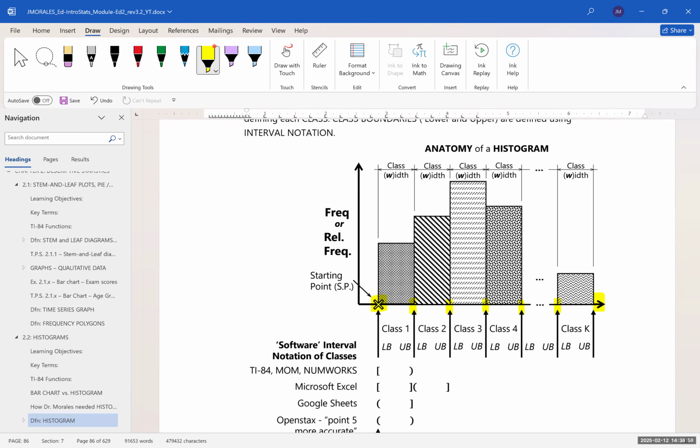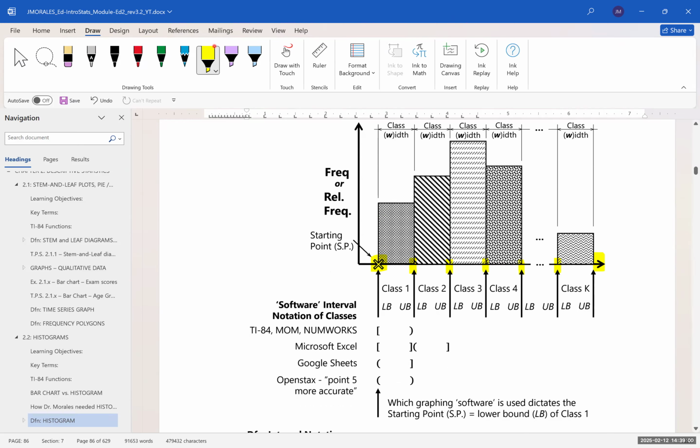Unfortunately, that's not the case. And therefore, I need to teach you the subtle ways that calculators and software packages design these histograms, because in this class, you're using different calculators, and for your project, you'll be using different spreadsheet software. So I need to prepare you for how all these different histogram-making options format their histograms.